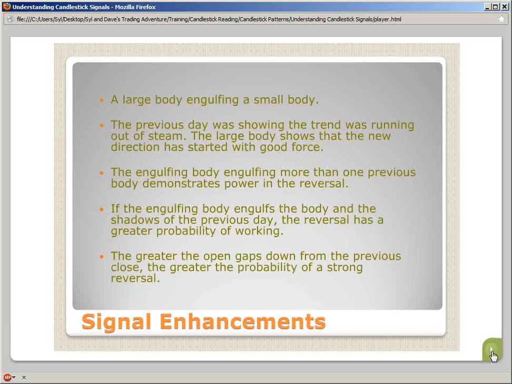The greater the open gaps lower, the better as well, right? Because there's that much stronger a reversal. They went lower and then really propelled to the upside. So those kinds of things are small nuances, but they certainly, again, will tell you the strength of the psychology at the time, the stronger the reversal pattern at the time.